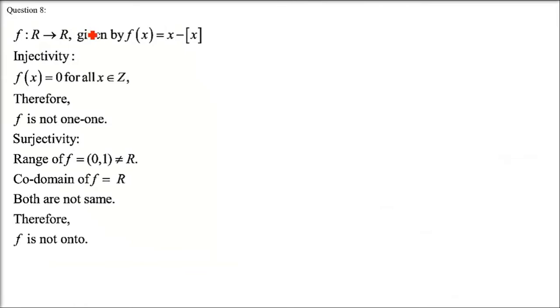Next one is question number 8. Show that the function f from R to R, real number to real number, given by f(x) equals x minus the greatest integer function of x, is neither 1 to 1 nor onto. Neither 1 to 1 nor onto.